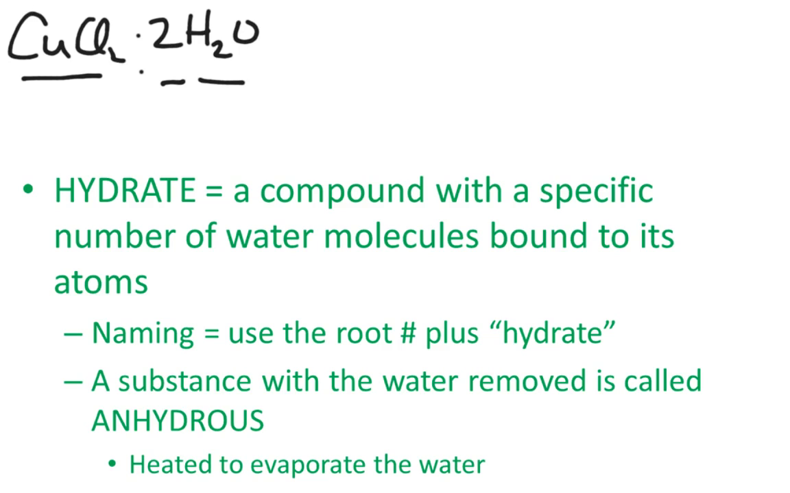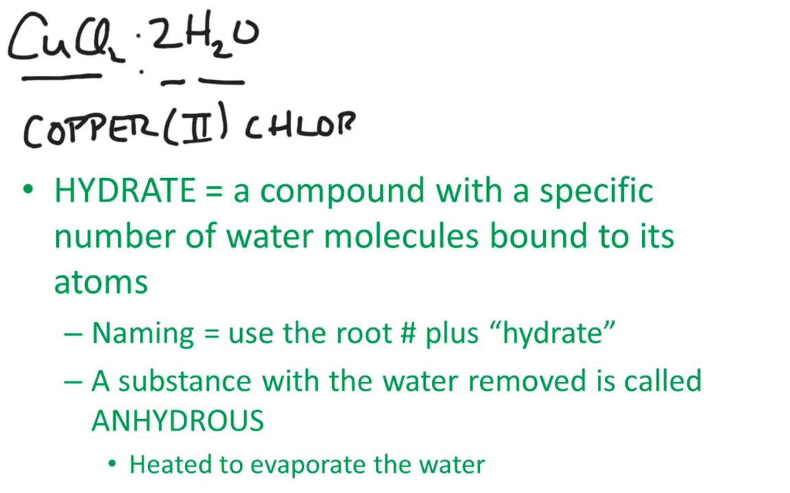First thing you need to do is name the compound. Copper, Roman numeral 2, that's a little review for you since that's a transition metal, chloride. The next part that you do is you give a prefix to the number of water molecules that you see. Well, that's 2, prefix is di as a prefix, and then we just use the word hydrate. So for CuCl2·2H2O, we have copper 2 chloride dihydrate.